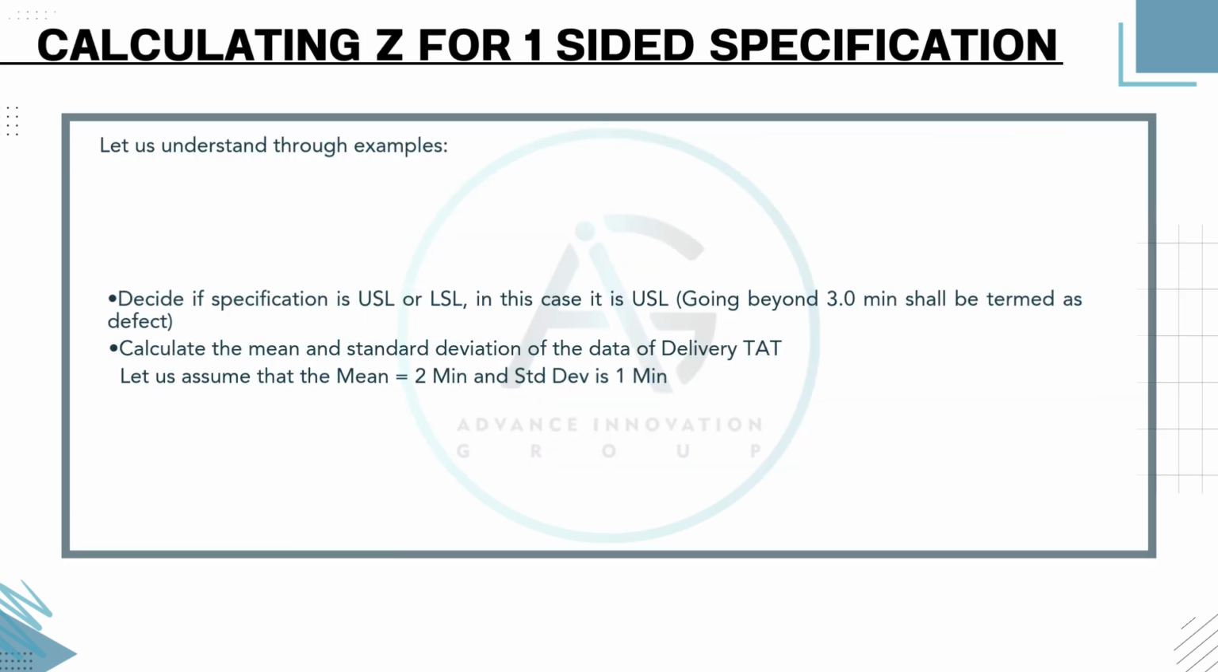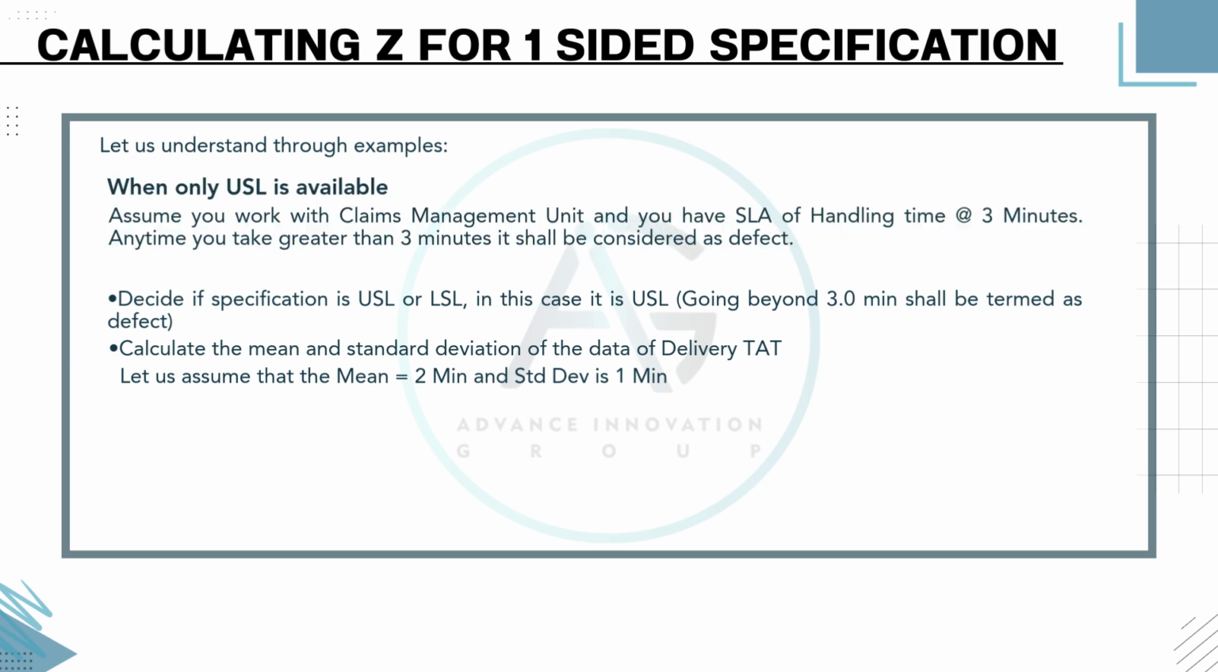Calculating Z for one-sided specification. Let us understand through examples, when only USL is available. Assume you work with a Claims Management Unit and you have an SLA of handling time at 3 minutes. Anytime you take greater than 3 minutes, it shall be considered a defect. Should you look at calculating the Z-score for this process, follow the steps below. Decide if the specification is USL or LSL. In this case, it is USL. Going beyond 3.0 minutes shall be termed a defect.